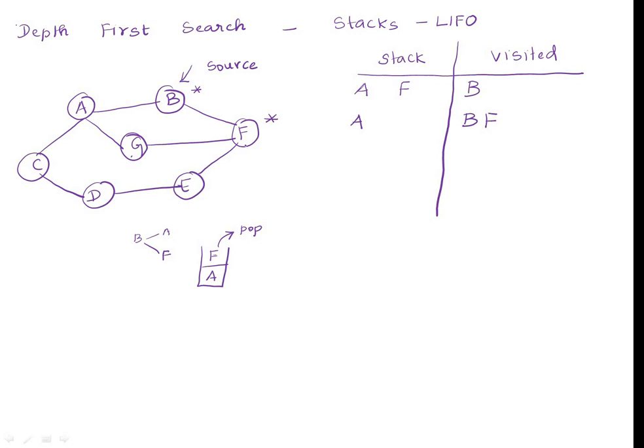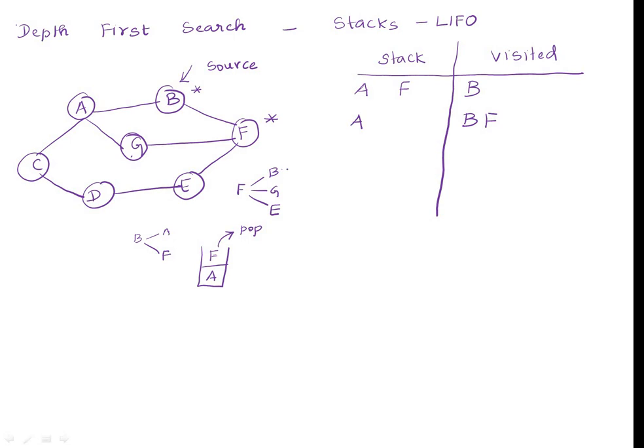Degree of F is equal to 3 and F is having connection to B, G and E. Check whether these vertices are present either in the stack column or in the visited column. Somewhere it should be present. If it is not present in both of these columns, we can update that inside the stack.